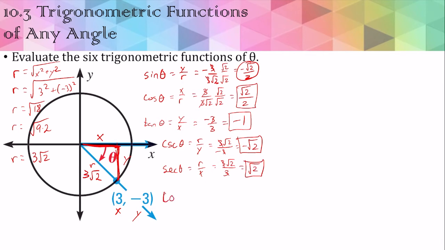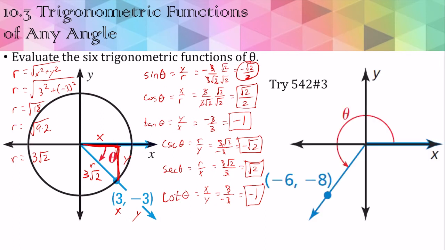And lastly, cotangent is x over y. x is 3, y is negative 3. The 3's cancel, leaving negative 1. Why don't you try number 3? The answers are in the back of the book.